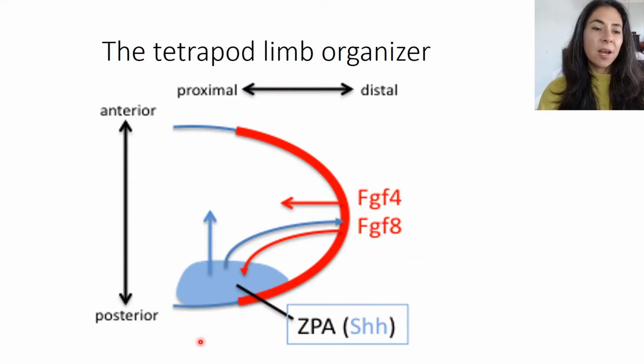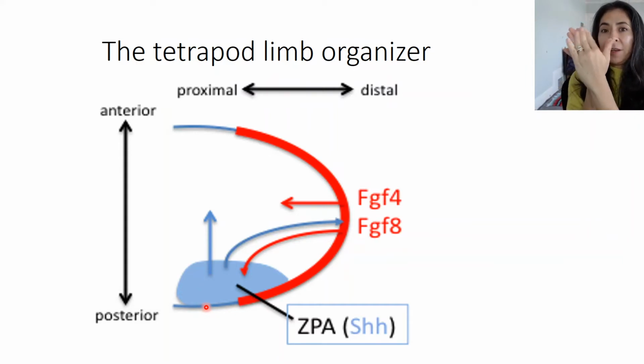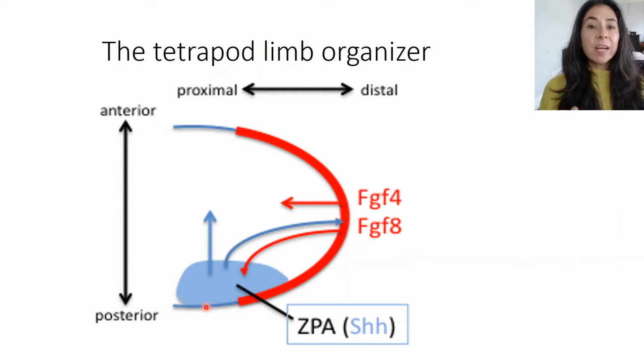And depending on how much sonic hedgehog you're exposed to, you're either going to become pinky side, if you're exposed to a lot of sonic hedgehog, middle fingers, if you're exposed to medium levels of sonic hedgehog, or thumb side, if you're exposed to absolutely no sonic hedgehog. So this is the anterior to posterior axis determined by this gradient of sonic hedgehog. The proximal-distal axis itself, this axis here, actually gets patterned through timed expression of different Hox genes.